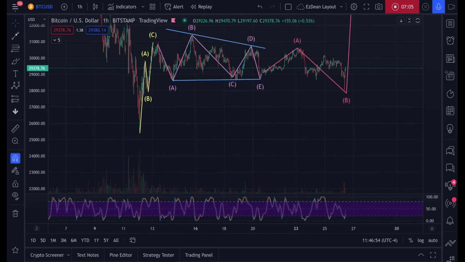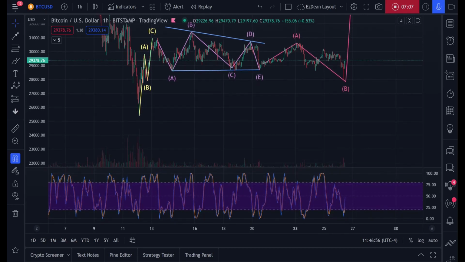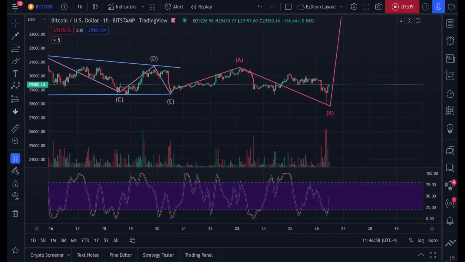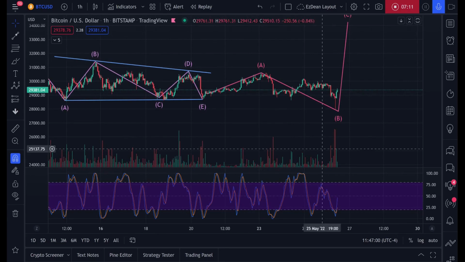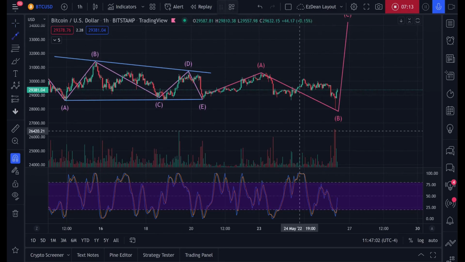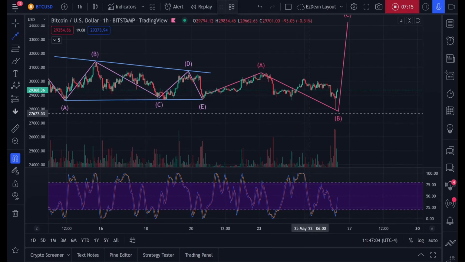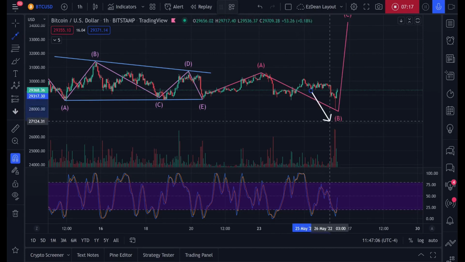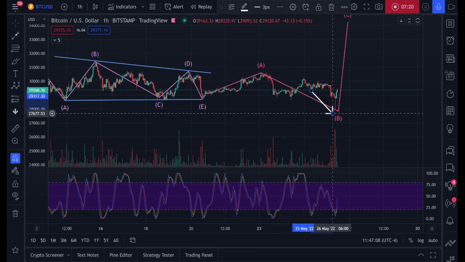Now, going into our stochastic RSI, our other favorite indicator on this channel, you're seeing some strong bullish divergence on the hourly time frame. This is very important. What do I mean by that? Okay, if you're newly subscribed, here's what I mean by that.